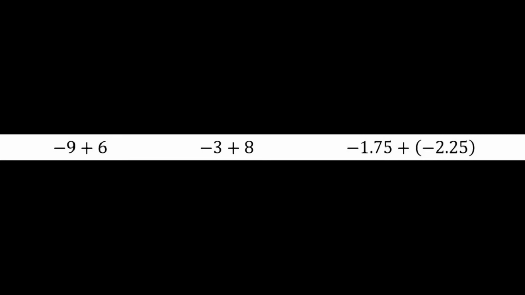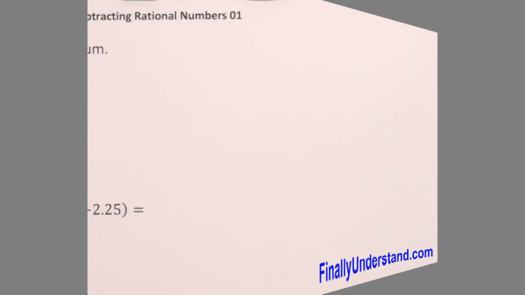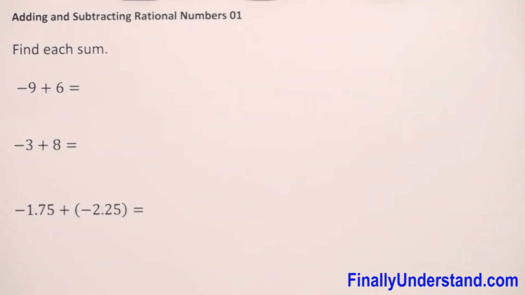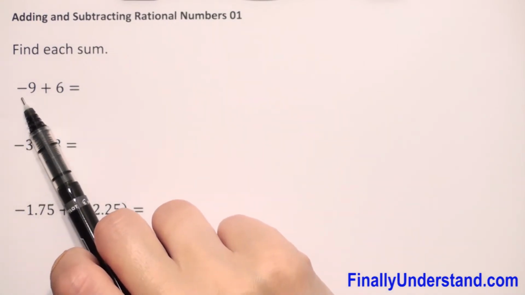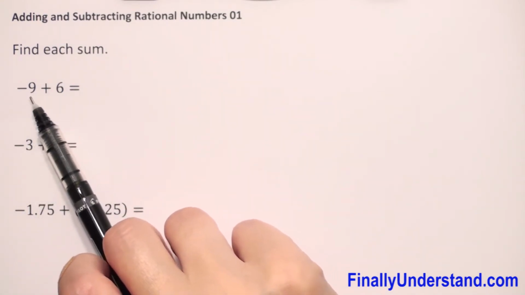Find each sum. In the first example, we have addition of integers. The first number is negative and the second is positive. So first we check which of these two numbers is greater. We forget about the negative sign. We compare the numbers 9 and 6.